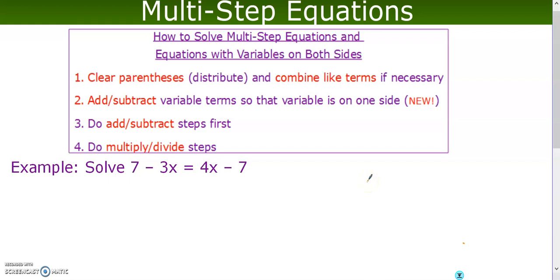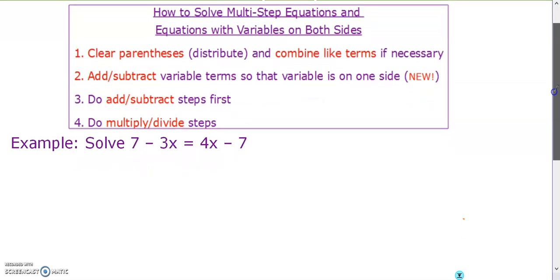Okay, now we're going to move on to solving some more complicated equations that have variables on both sides. These are still multi-step equations. You're going to do lots of operations. So how do we solve these?